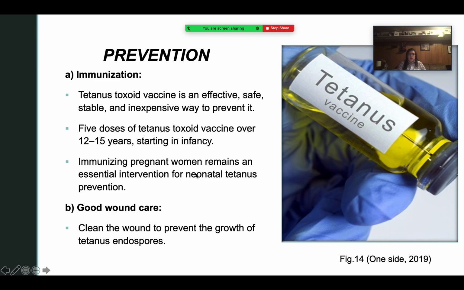Immunization of pregnant women remains an essential intervention for neonatal tetanus prevention. Also, good wound care. Clean the wound immediately to prevent the growth of tetanus endospores, and good wound care can also help the prevention of infection. We don't have to delay the first aid, even for minor non-infected wounds like blisters, scrapes, or any break in the skin. And also we have to wash the hands often with soap and water.